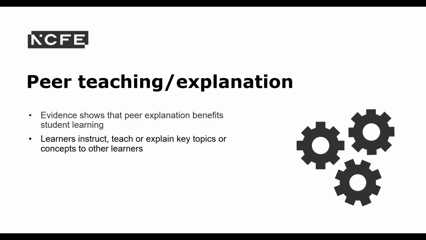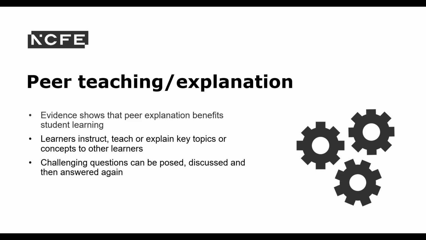A large body of evidence shows that peer explanation benefits student learning. In short, peer teaching or explanation occurs when learners by design teach or explain key concepts or topics to other learners. Peer teaching is one of the best ways to master a particular subject, and it is a method of teaching where a student instructs another student, wherein the former will be the expert and the latter a novice.